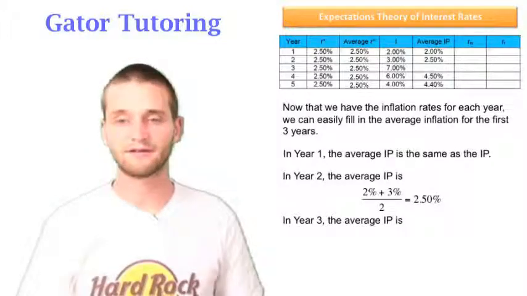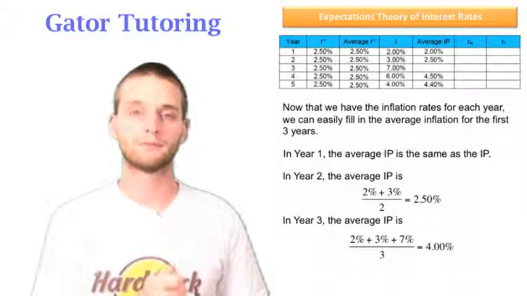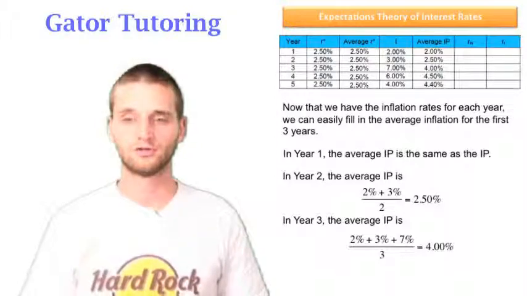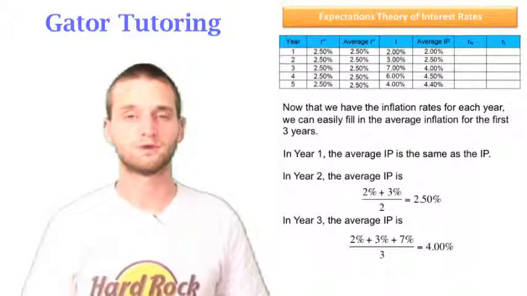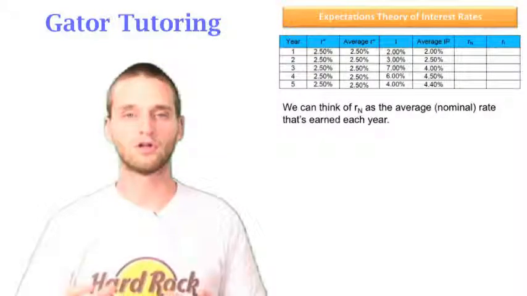In year 3, the average was the 2% in year 1, plus the 3% in year 2, plus the 7% in year 3, divided by 3, or 4%. So now we have our average inflation premium column filled out. So now let's move to the long rates.